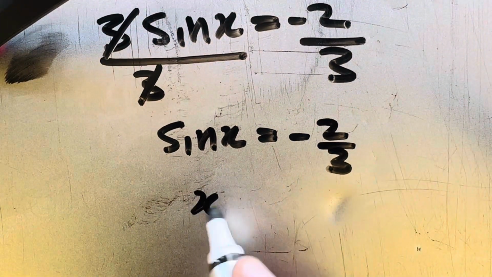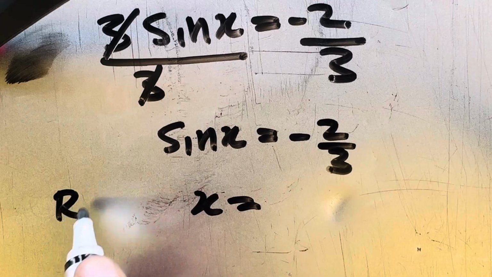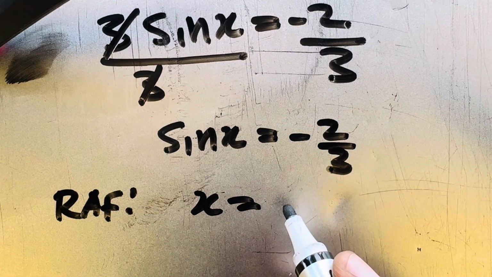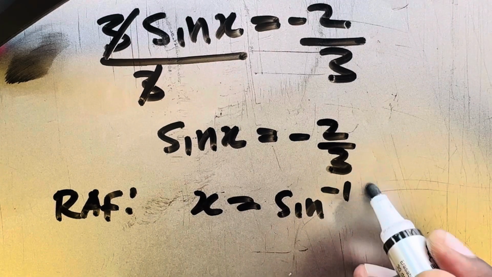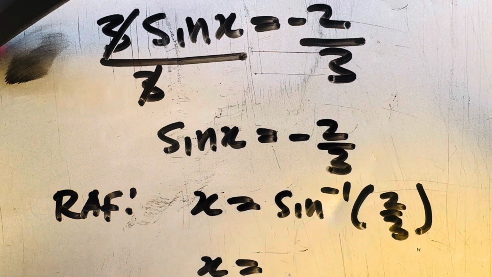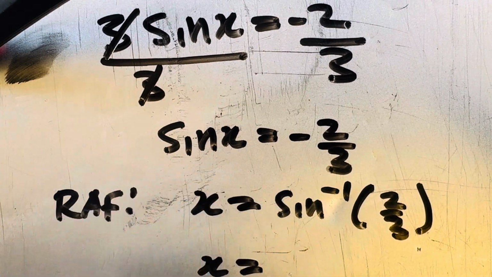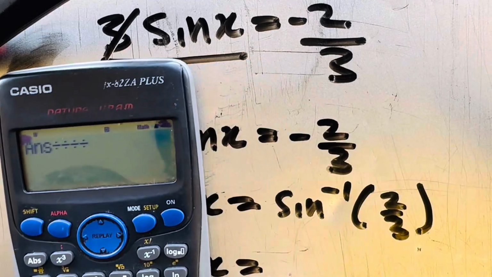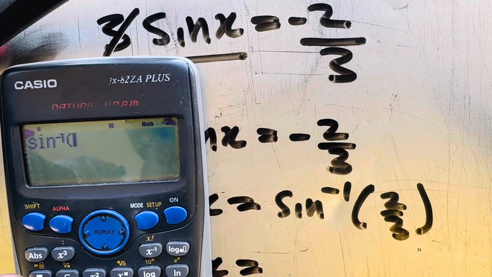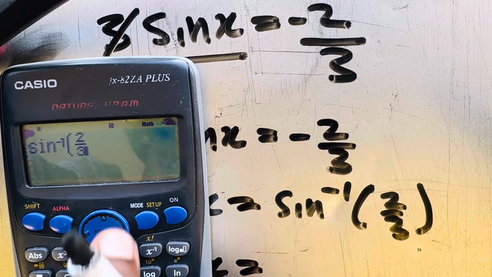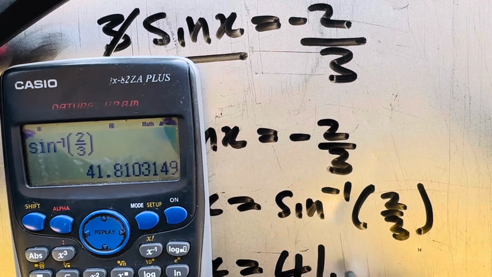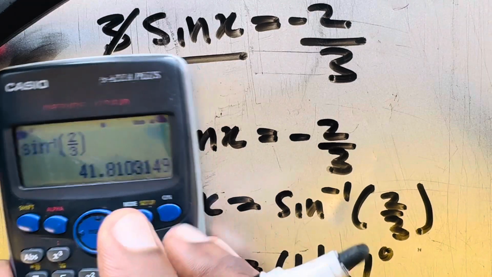Nice. x is equal to how much now? We're looking for the reference angle. x is equal to sine inverse of 2 divided by 3. Shift sine of 2 divided by 3, which is 41,81 degrees.